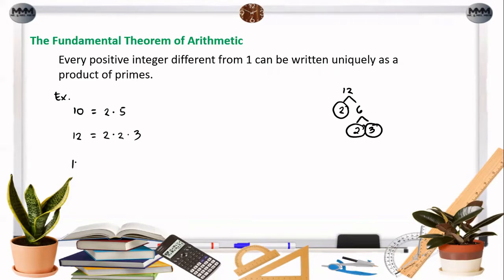Now, another example is the number 18. So here, 18 is equal to 2 times 9. And here 2 is a prime number, where 9 is not yet a prime number. So we proceed. 9 is 3 times 3. Here we have the product of prime numbers for 18. We have 2 times 3 times 3. That's it.